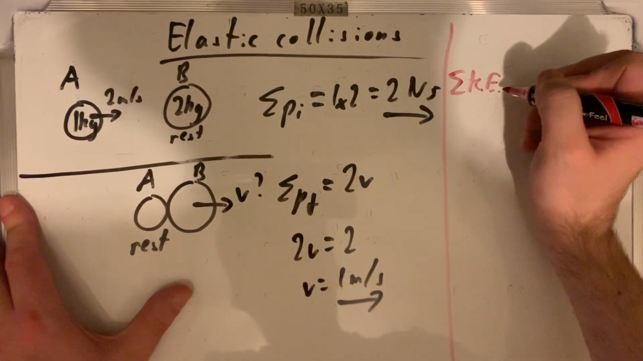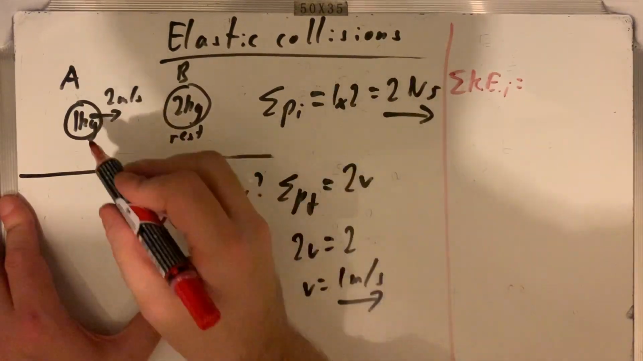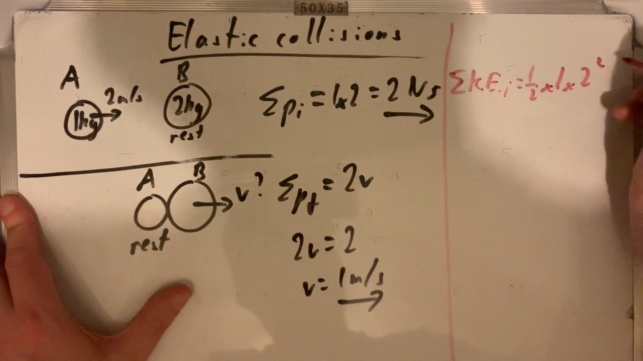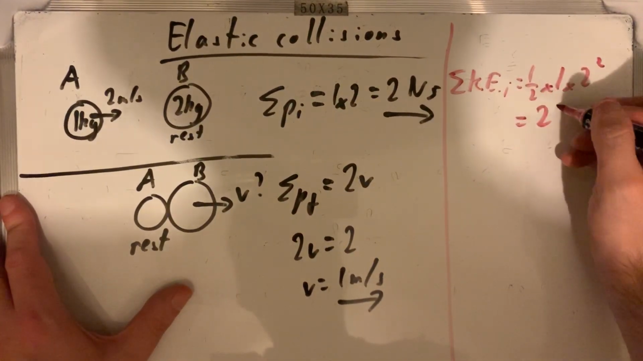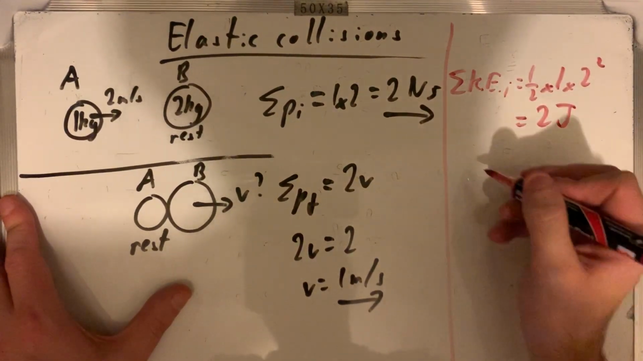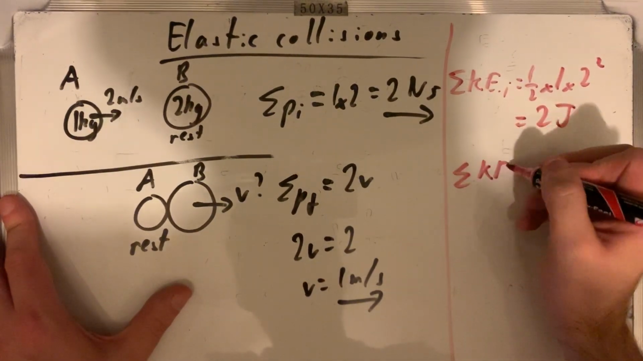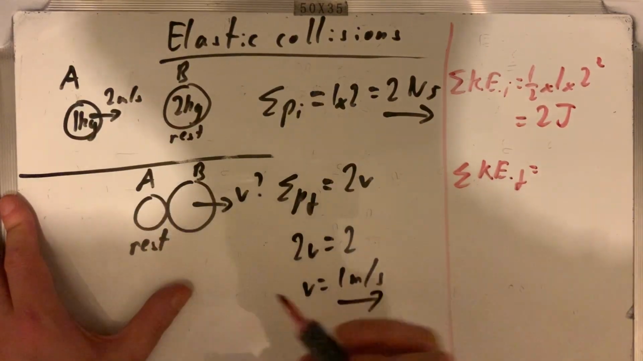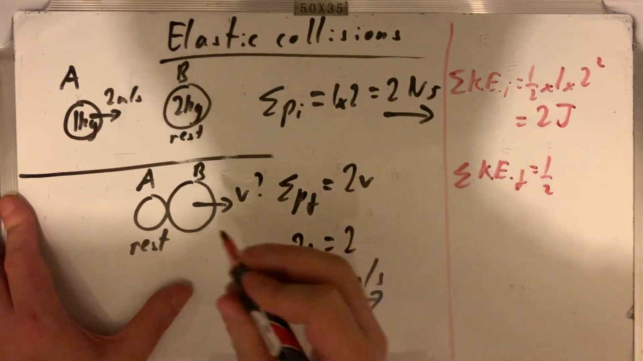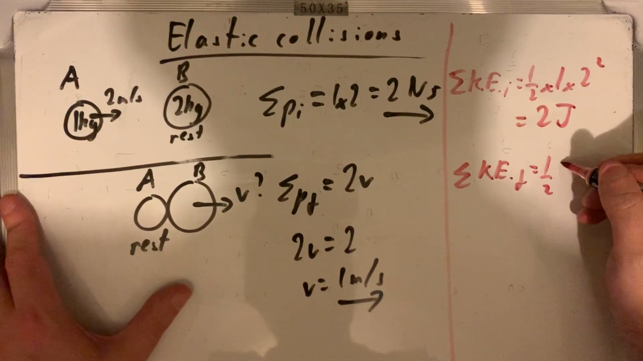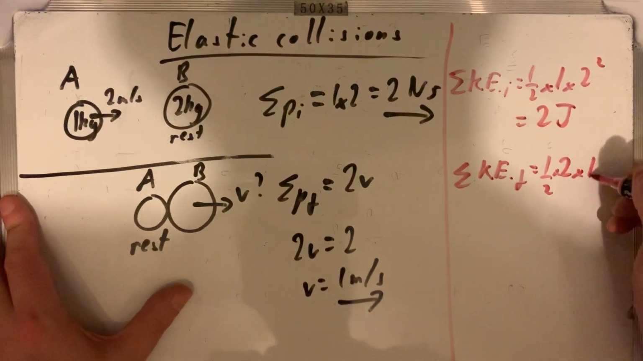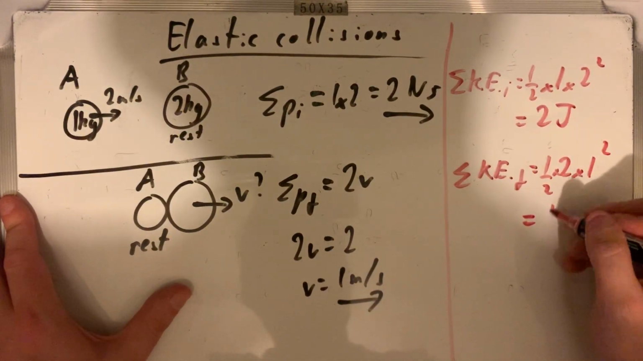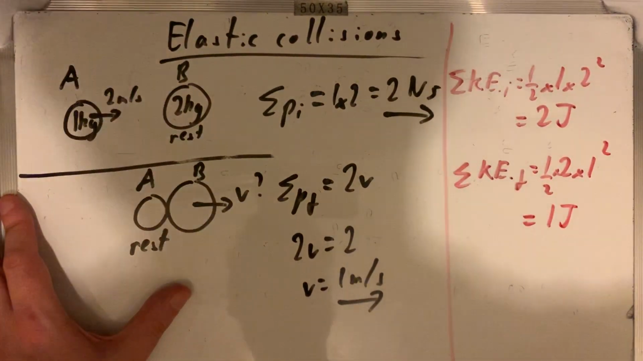Total initial kinetic energy is a half mv squared for A, so that's a half times 1 times 2 squared, which is 2 joules. Total kinetic energy after is 0 for A, and for B it's a half times its mass times its velocity squared, so that's 1 joule. So a net loss of 1 joule.